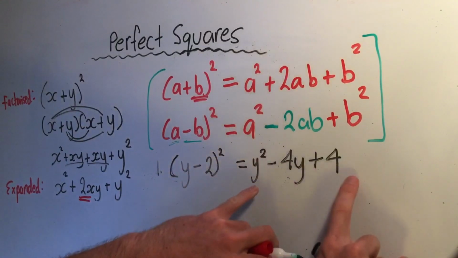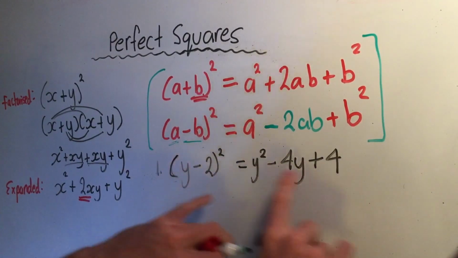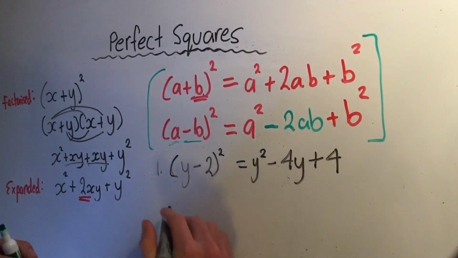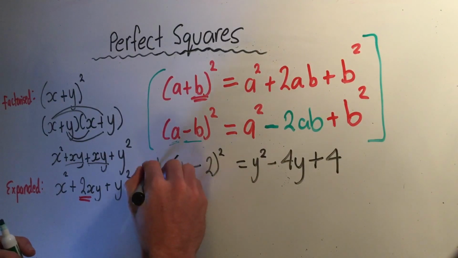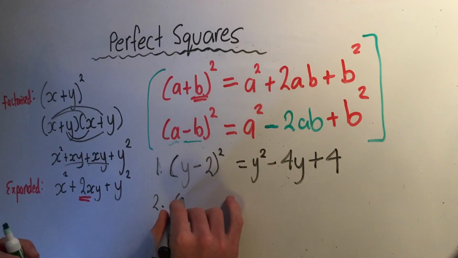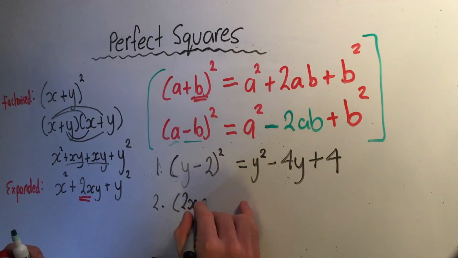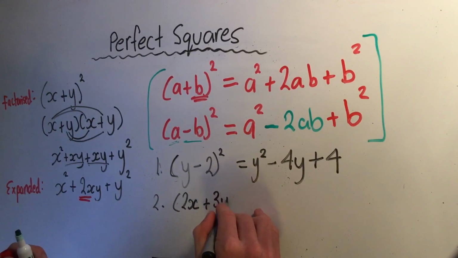Here is a perfect square, and here is a perfect square. They're just two ways of writing the same thing. Okay, number 2 is going to be, let's make something a bit different, 2x plus 3y squared.